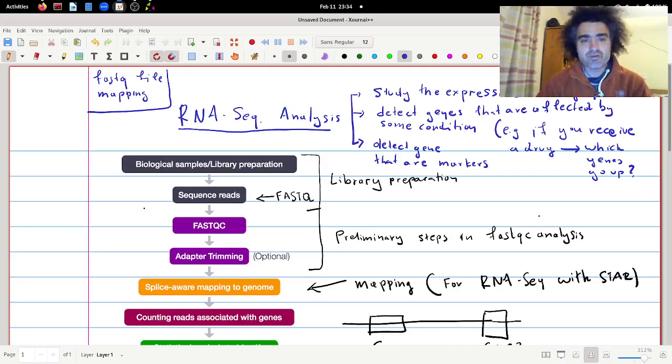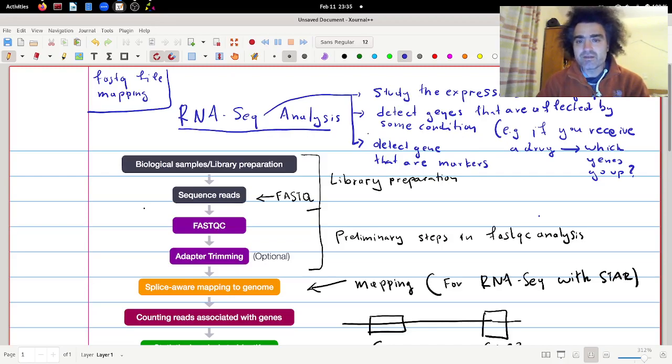RNA-Seq is linked to the study of the expression of genes, and this will help us to detect genes that are affected by some condition. For example, if you receive a drug, some genes may go up and some other genes may go down. So RNA-Seq analysis will provide the gene expression levels of all genes, and then we will be able to detect those that are differentially expressed upon some conditions.